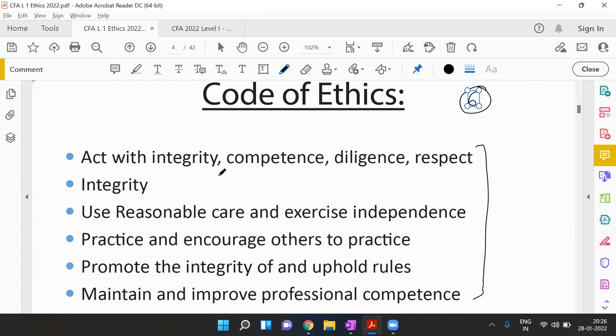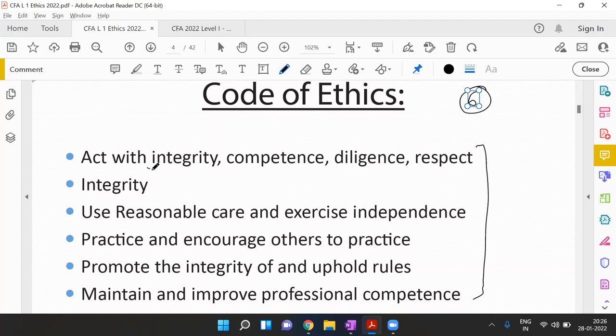What they say, the first code of ethics is that you must act with integrity, competence, diligence, and respect, and in an ethical manner with the public, your clients, your prospective clients, your employers, your colleagues. So with everybody you should act with integrity, competence, diligence and respect.